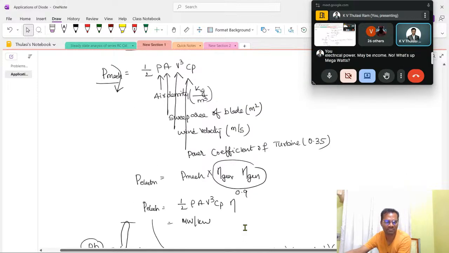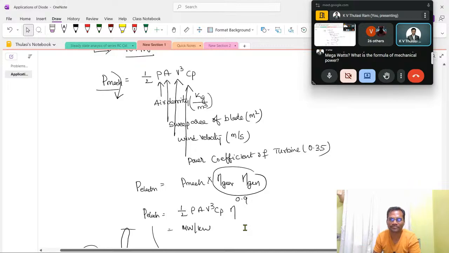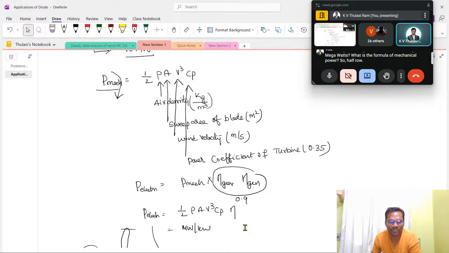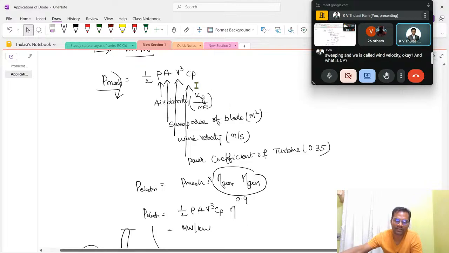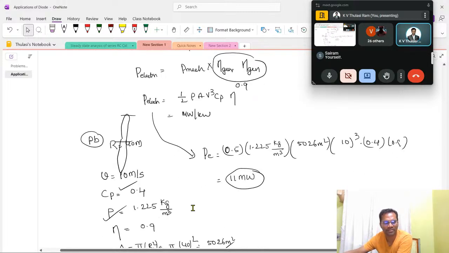Okay, so what is the formula of mechanical power? Anyone? So half rho A V cube CP. Rho is called air density. In the air we have low pressure and high pressure. That value you have to calculate. A is the sweep area of the blade, how much area the blade is sweeping, and V is called wind velocity. Okay. And what is CP? CP is called the power coefficient of the turbine. Generally, these turbines will have 0.35. When you multiply all these values, then you are going to get the electrical power generated by our turbine.